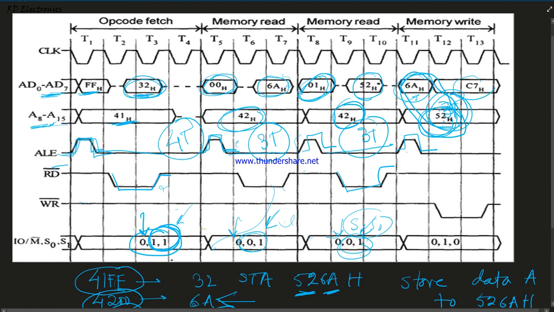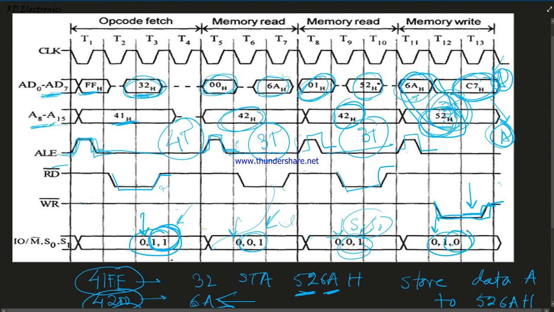So what is the accumulated data here? Please note that this is the accumulated data, which is stored in the 526A hex memory location. And what is the status bit? Again this shows that write bar equals 0. Why is write bar equal to 0? Because this C7 data, I repeat, this C7 data is stored in the accumulator, because STA means store from accumulator, not any other register. So data coming from the accumulator is stored in the memory. That's why we have a memory write operation. That's why this write pin is low, not the read pin. So this is again 0 because this is a memory write operation.